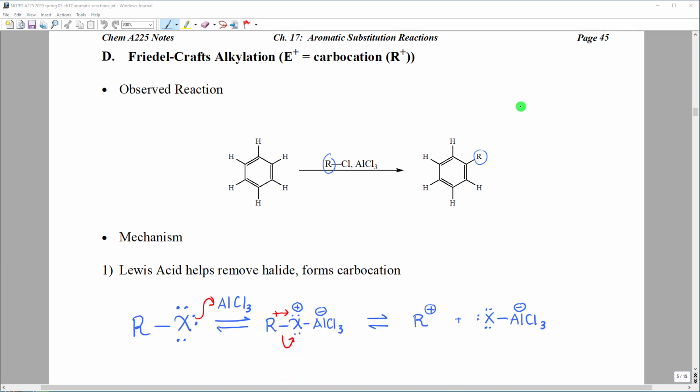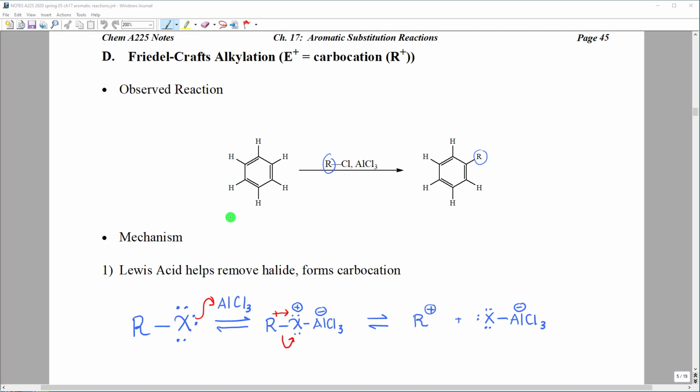Our next observed reaction is an extremely useful reaction because it forms a carbon-carbon bond. It allows us to attach carbon groups to an aromatic ring. This is extremely useful in a practical sense because there are a large number of important molecules, especially in areas like medicinal chemistry, where we have aromatic rings with carbon groups attached. Our first one is called the Friedel-Crafts alkylation because what we're going to be doing is attaching an alkyl group to the ring. Our electrophile, as we're going to see, is actually a carbocation, which we could abbreviate as R+.